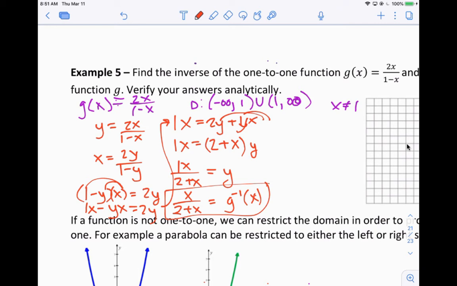So if we look at the domain of this new one, that's going to be the range of the old one. So what's the domain of this new one? It looks like everything but -2. We looked at that, and that is now the range of this guy.